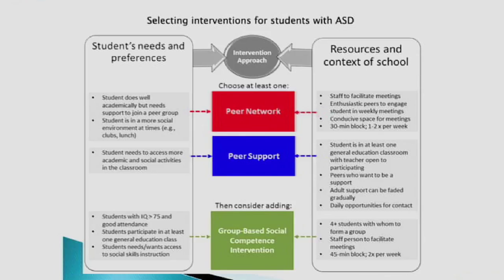Communication is always tough. For peer supports, this would be for a student who needs access to more academic and social activities in the classroom. Obviously, we need to find the right classroom and the right teacher to participate. You need a peer who wants to have that kind of interaction. We found it really awkward for the adult to prompt and facilitate in the classroom. I think that might be more feasible in other types of classrooms, but we were in a lot of core academic classrooms, and it's really awkward for the adult to go up and model or prompt between the peer and the student.